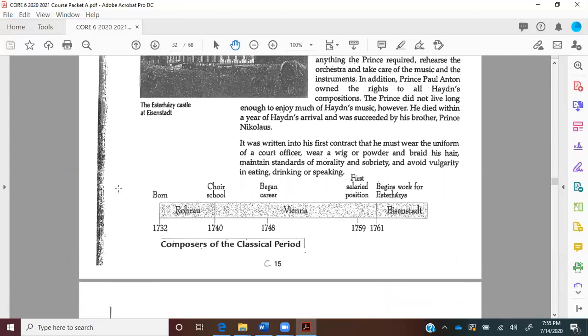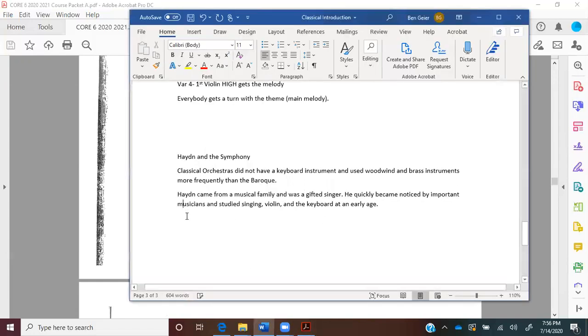It was written into his first contract that he must wear the uniform of a court officer, wear a wig or powder, and braid his hair, maintain standards of morality and sobriety, and avoid vulgarity in eating, drinking, or speaking. Okay.